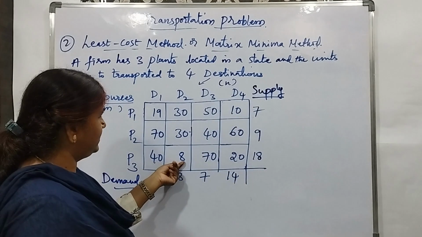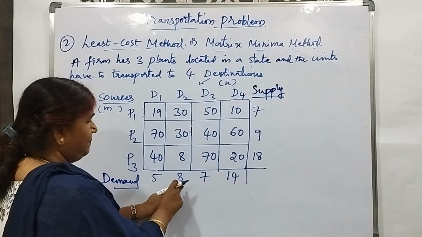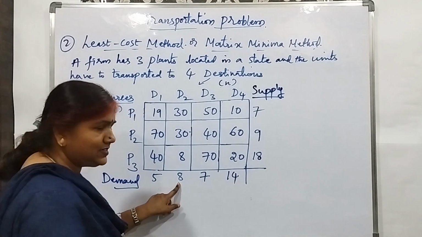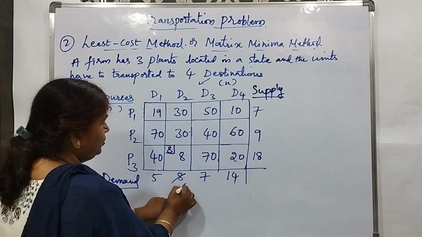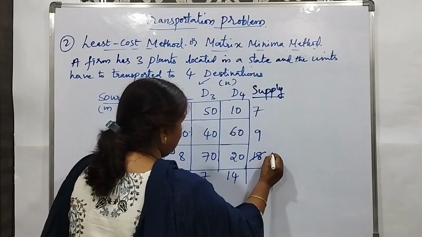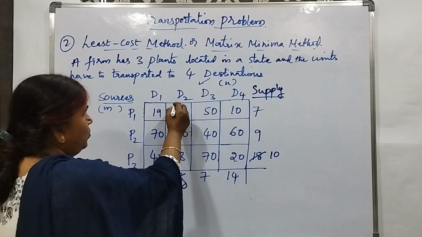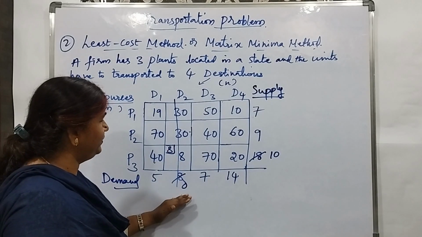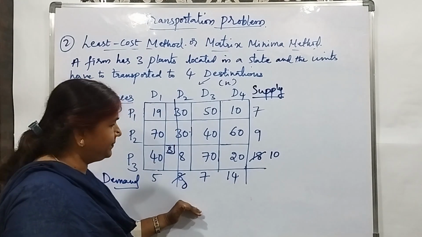Okay, now pick out this cell which has the least cost, that is 8. Then compare the 8 units demand with the supply. The demand is less, so we can pick the 8 units from plant 3 and transport them to destination 2. If we deduct 8 out of 18, still 10 units are available with plant 3. So we have ruled out this column 2. Now we cannot allocate any units in these cells because this column has been ruled out.